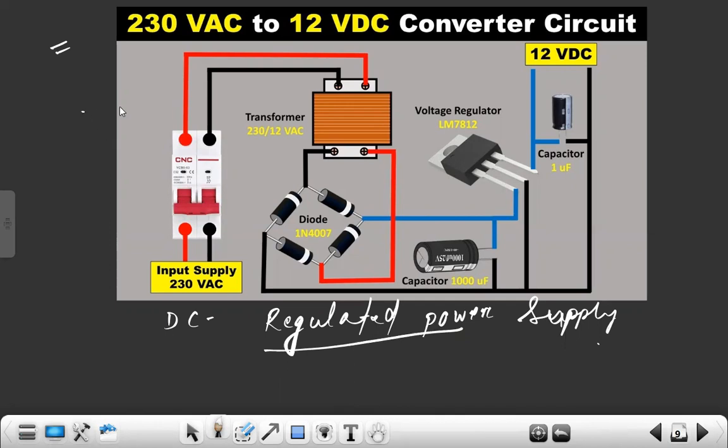So why do we apply 220 volt as a source? Here is 220 volt as a source into the primary of a transformer. Suppose this is 0 volt and this is 220 volt. Here we are able to get 0 volt as well as, for example, 12 volt in the case of the secondary of the transformer.